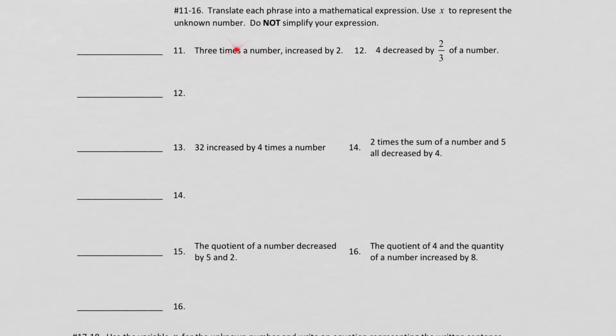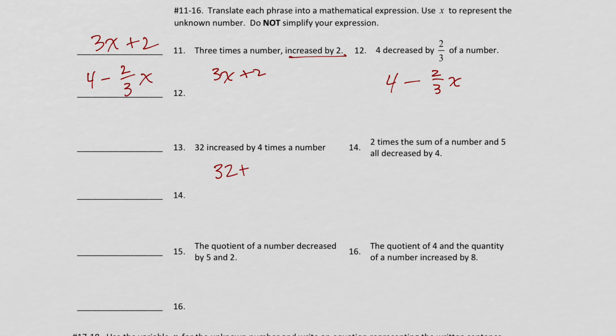3 times a number increased by 2. 4 is being decreased. So the 4 comes first and is being decreased by 2/3 of a number. 32 is being increased by 4 times a number.